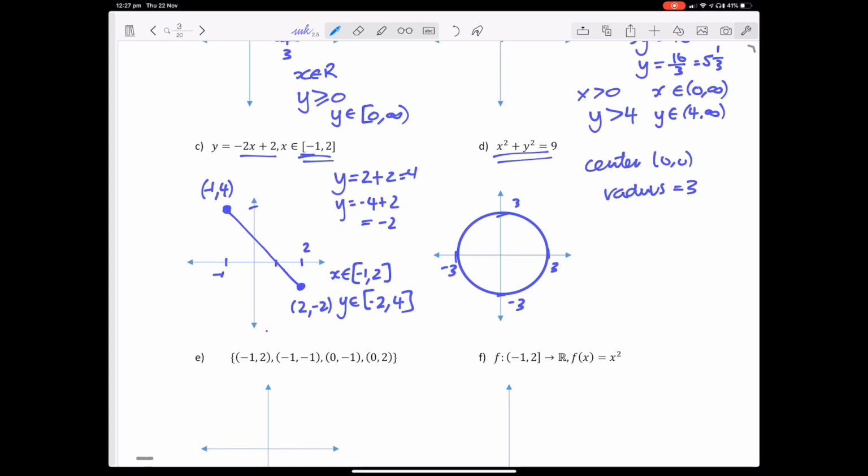Okay, so what is my domain and range? Well, what x values do I use? The first time I hit it is at -3, and then I hit it from -3 all the way through to 3. So my domain is -3 to 3. My range, start from the bottom. First time I hit it is at -3. Last time I hit it is at 3. So my range is also -3 to 3.